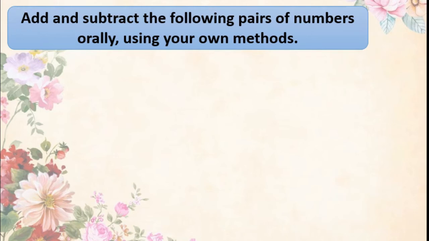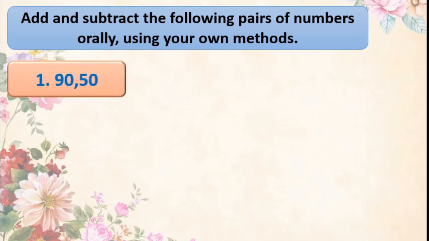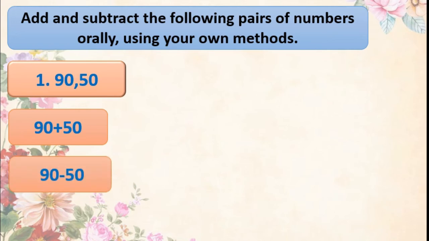Add and subtract the following pairs of numbers orally using your own method. Whichever method you like, you can do. The answer will remain the same. See, this is the first one, 90 and 50. Two numbers are given. First we have to add these numbers and then we have to subtract these numbers. Yes, dear students, please do this.